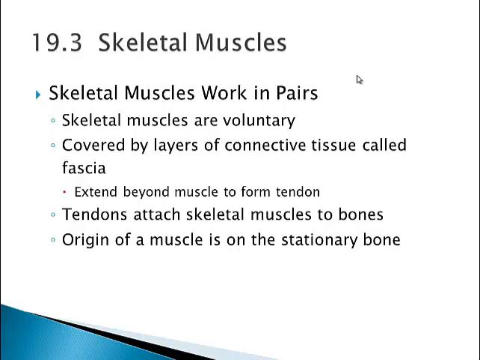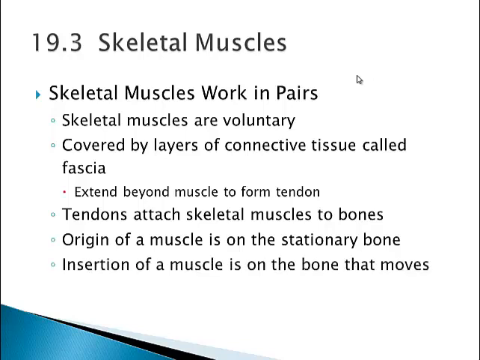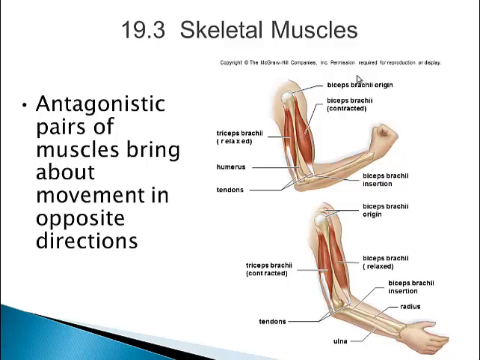When a skeletal muscle contracts, one bone remains fairly stationary. That's known as the origin spot of the muscle. The other bone moves, and that's known as the insertion of the muscle. Frequently, parts are moved by groups of muscles working together, with one muscle doing most of the work, the prime mover, and assisting muscles, or synergists, helping out. Generally, muscles work in antagonistic pairs as well. Antagonistic pairs bring about movement in opposite directions.